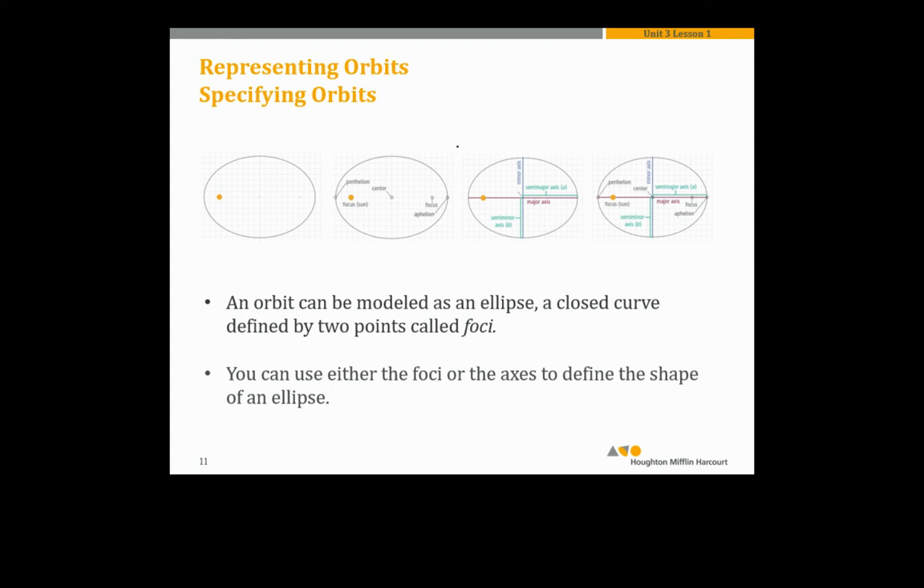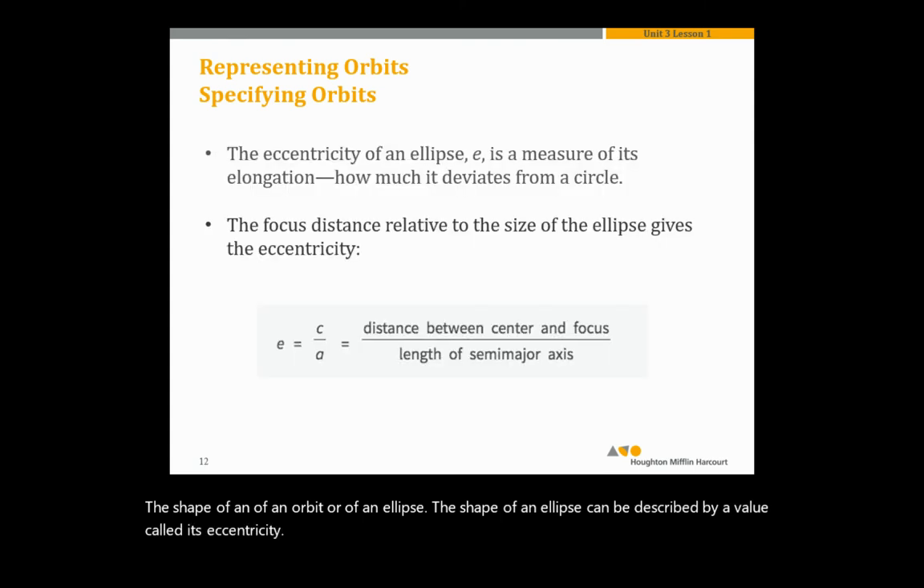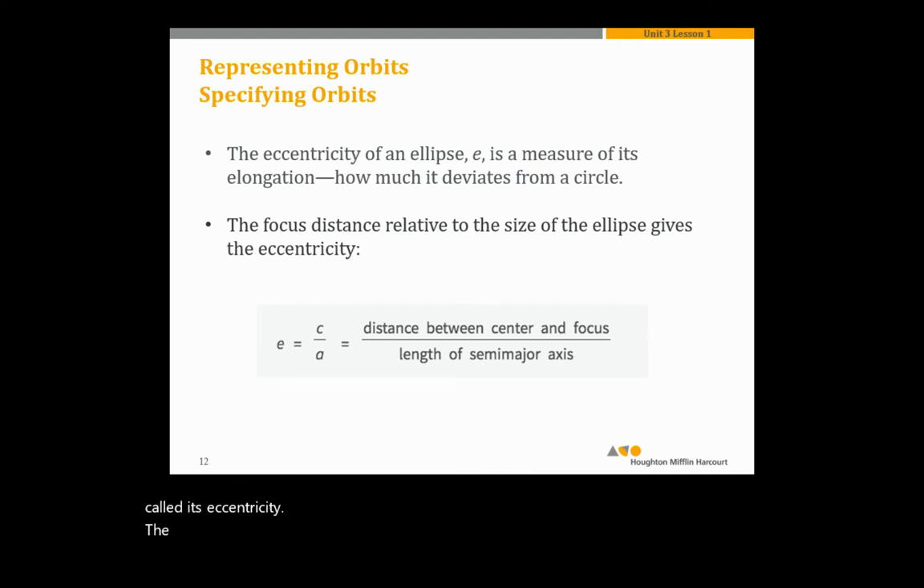The shape of an ellipse can be described by a value called its eccentricity. The eccentricity describes how much the orbit is elongated, how flattened out it is, how different it is from a circle. So a circle would have an eccentricity of 0. And the more elongated, the farther the foci get from the center point, the greater the eccentricity is.